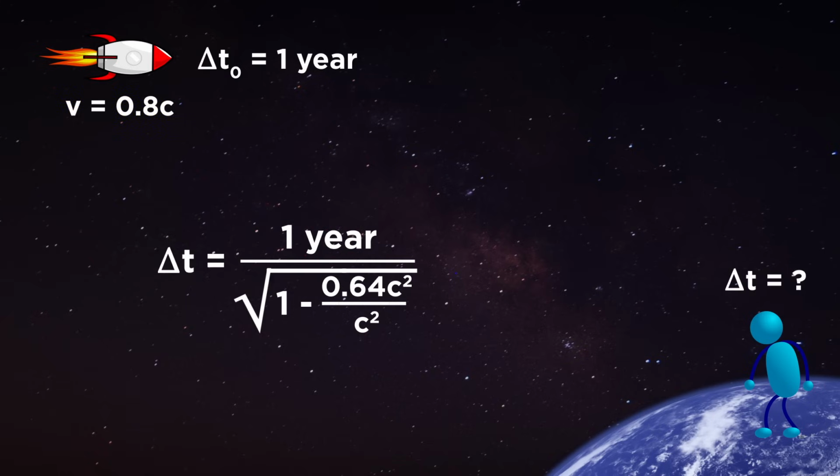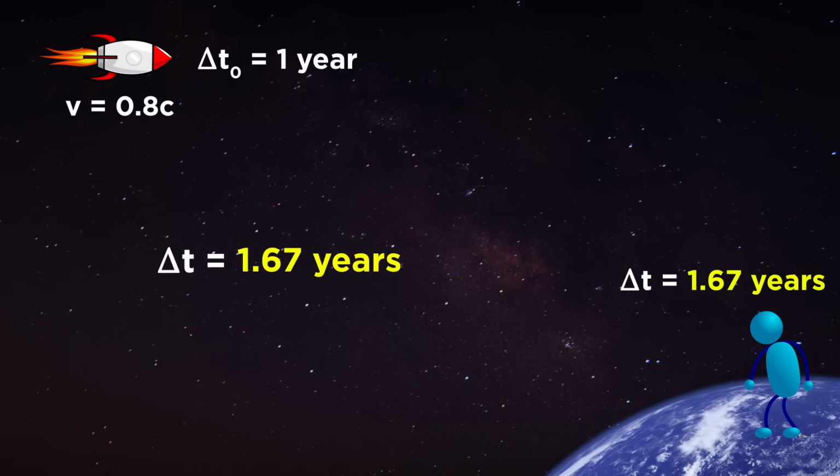We square that and find that the c squared terms cancel. We subtract from 1 and take the square root. So dividing the proper time interval of 1 year by 0.6, we get 1.67 years as the dilated time interval.